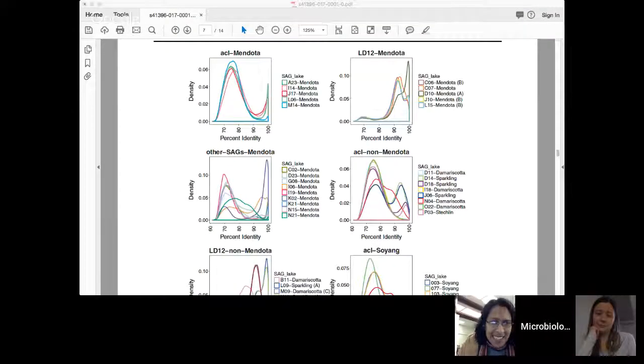Yeah, and one of the things I wish they had done, because for instance this one at the top left, I think they took all of their SAGs from that one lake, and then they pulled all their metagenomic reads up against that. That took me a minute because I was used to thinking about pairwise comparisons.